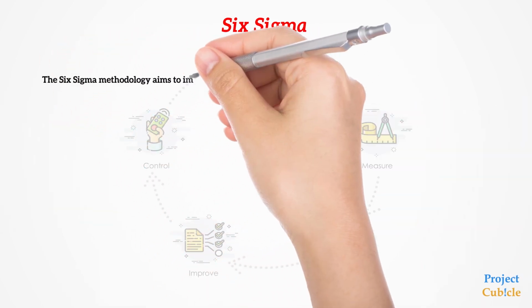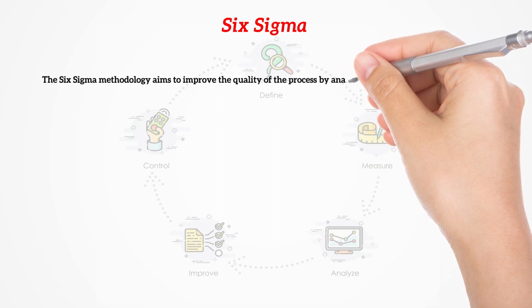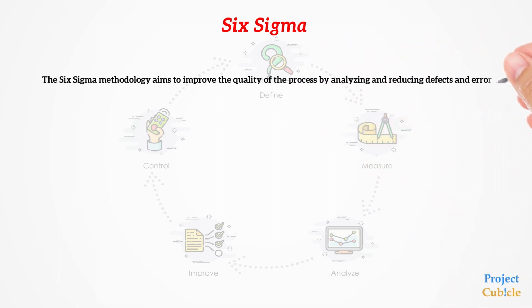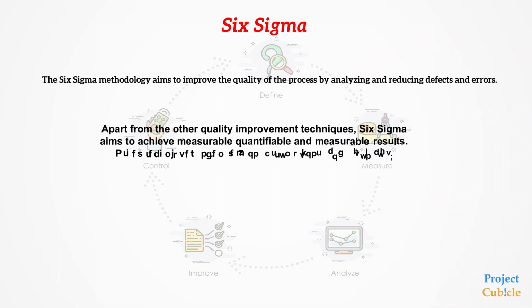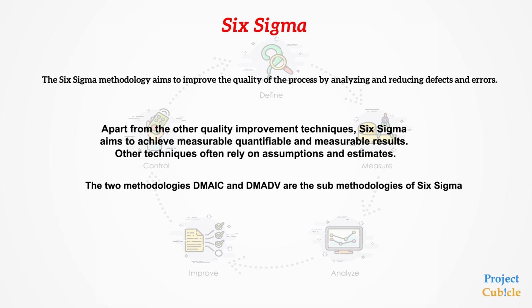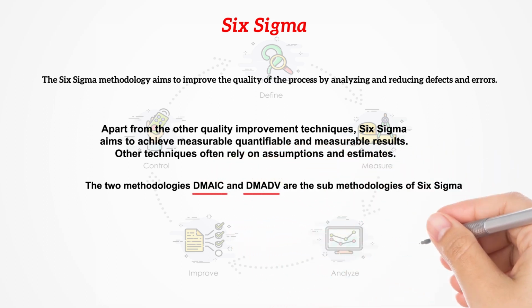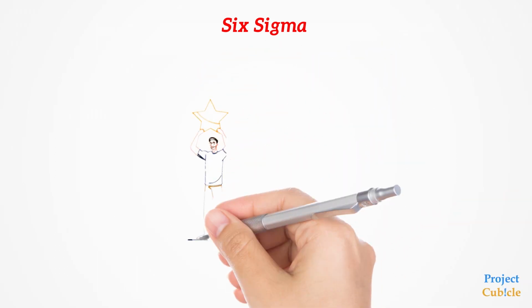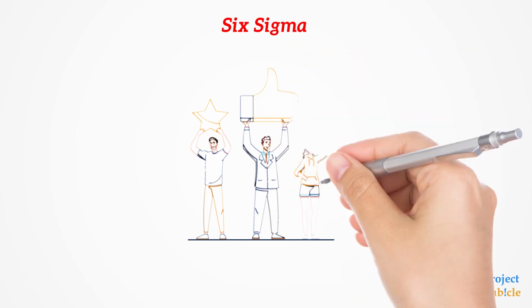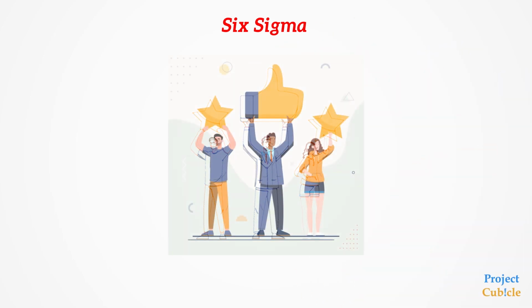The Six Sigma methodology aims to improve the quality of the process by analyzing and reducing defects and errors. Apart from other quality improvement techniques, Six Sigma aims to achieve measurable and quantifiable results. Other techniques often rely on assumptions and estimates. The 2 methodologies DMAIC and DMADV are the sub-methodologies of Six Sigma. Using this technique enables you to reduce the number of defective products manufactured or services provided, resulting in increased revenue and greater customer satisfaction.